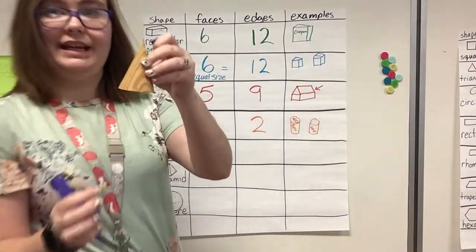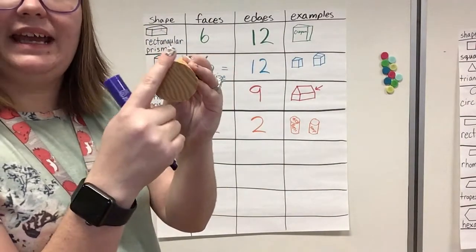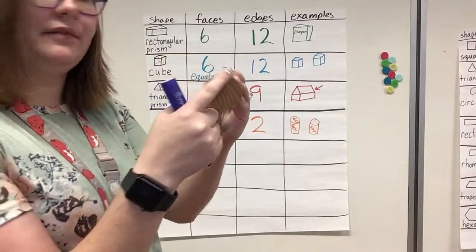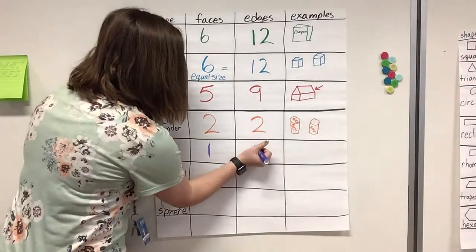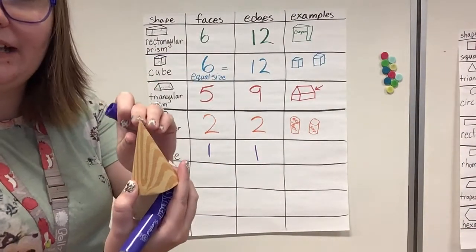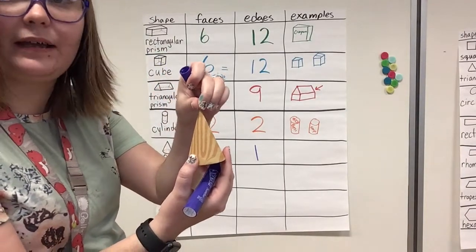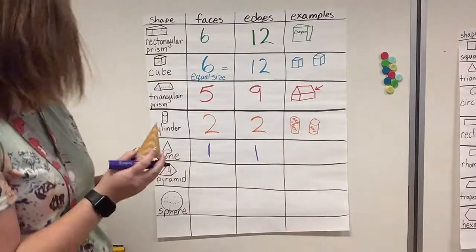Okay, do we have any edges? We do. We have one edge. This edge goes all the way around, so it is one edge. This point on top is not an edge. This would be one of those vertices that we talked about last time, where it comes together to one point.